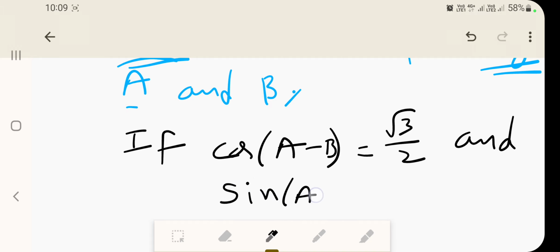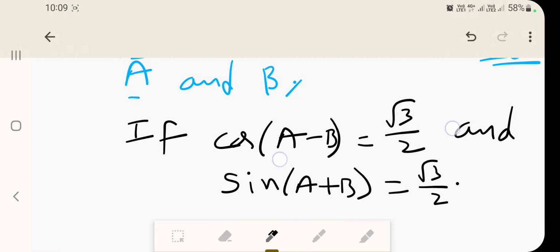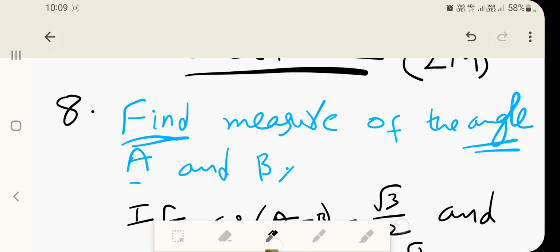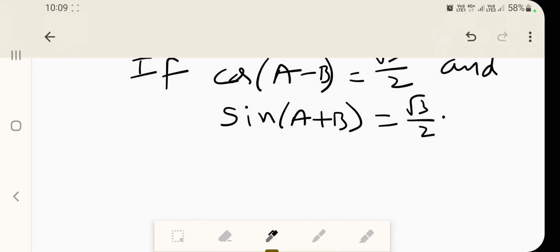Sin A plus B is also root 3 by 2. So this is given. Cos A minus B is root 3 by 2, sin A plus B is root 3 by 2. They are asking to find the measure of the angles A and B, which means find the angle values of A and B.